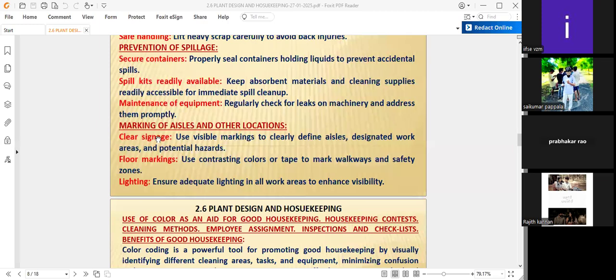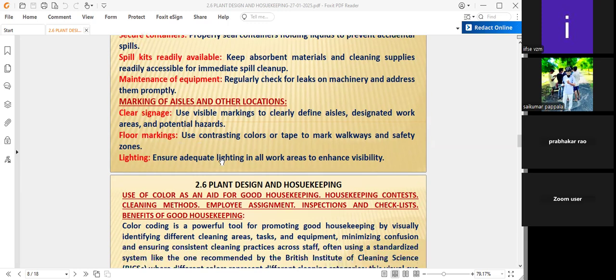For example, clear signage: use visible markings, clearly define aisles, designated work areas and potential hazards, and use contrasting colors and tape to mark walkways for safety. Contrasting colors are meant for easy identification, not for example radium colors. With radium colors, when light from vehicles falls on them, glaring occurs, which we have to take care of. In that way, we can use the colors in such a way. Color coding will be discussed in the next slides.